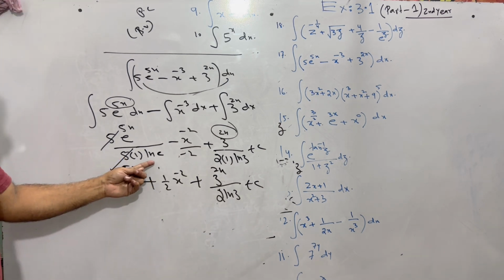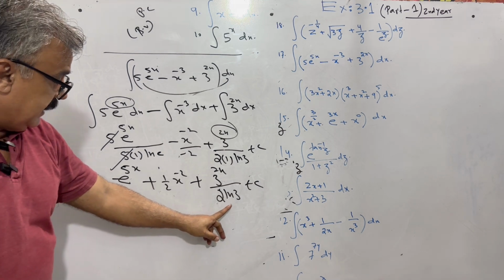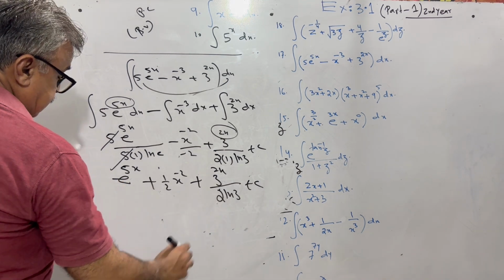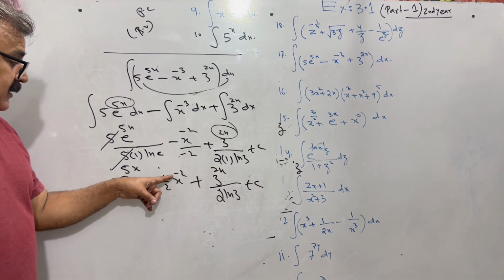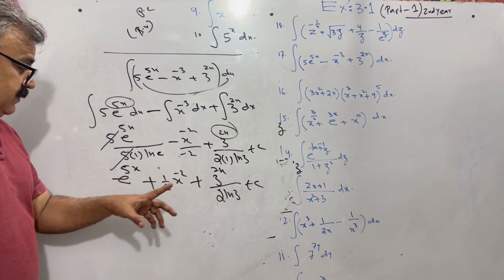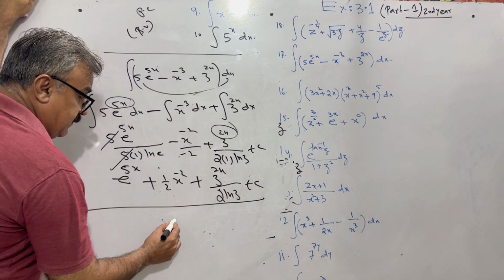In case of e, ln e is 1. It is no more ln e. Here ln 3 is present. That's our answer in that case. You can convert this negative power to positive by writing 1 over 2x square. Here, let me give you a good idea about its differentiation.